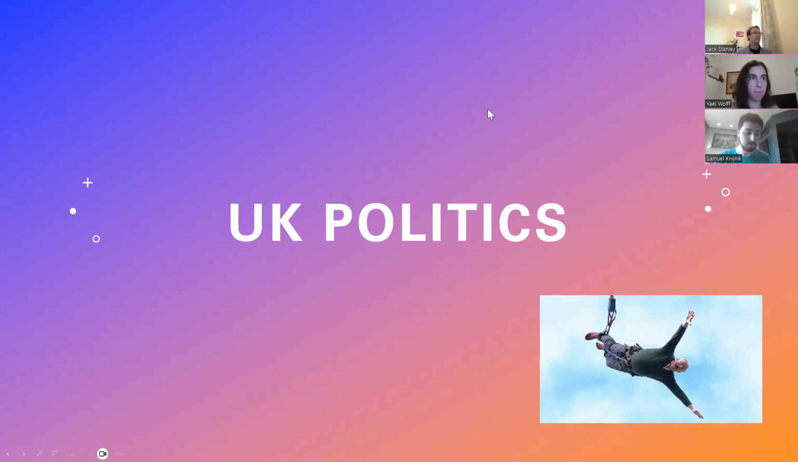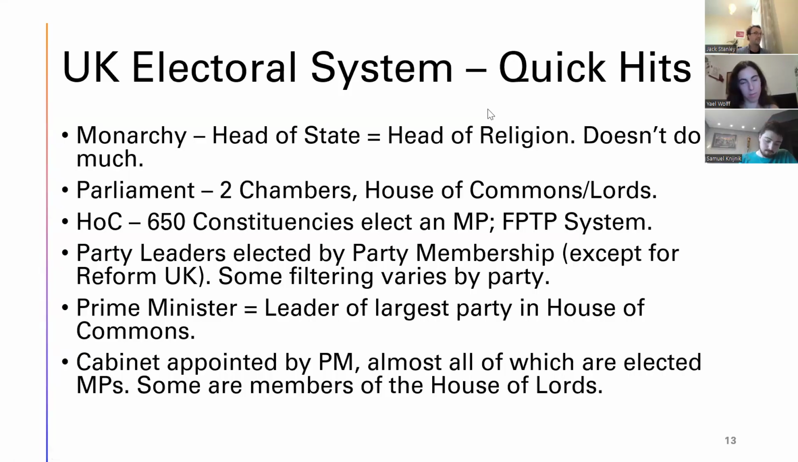So, very quick hits on how our electoral system works. Obviously, we have a king now. He is the head of the state. He is also the head of the Church of England, which is the state religion. He doesn't do very much. We will come on to norms later, but whilst he signs off on every piece of primary legislation in Parliament, he doesn't actually have much of a say.